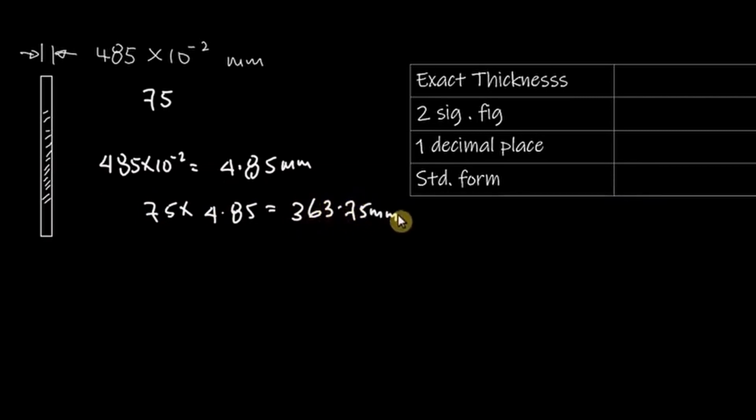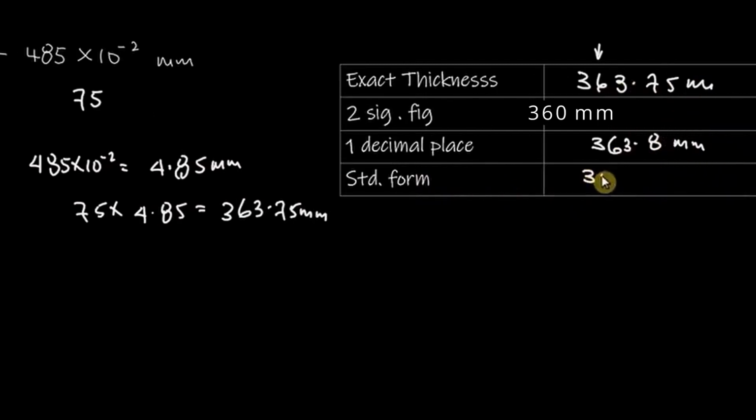363.75 millimeters. So if we put this value to two significant figures, we would look at the third number. It is less than 5, so we leave it as 360 millimeters. To one decimal place, that is easily seen as we have two decimal places here. This is 5, therefore we increase this one by 1. So we have 363.8 millimeters. And finally, in standard form, we simply write 3.6375, and we had shifted two decimal places, so we multiply by 10 squared.